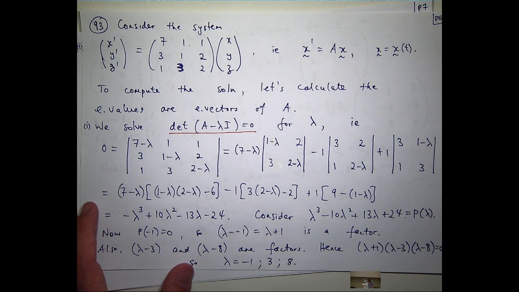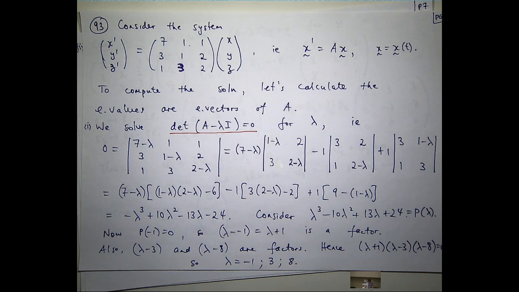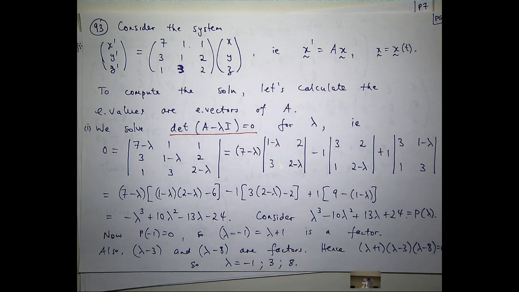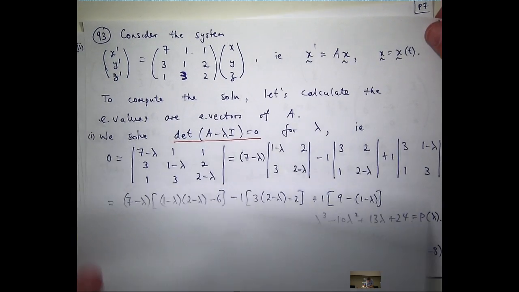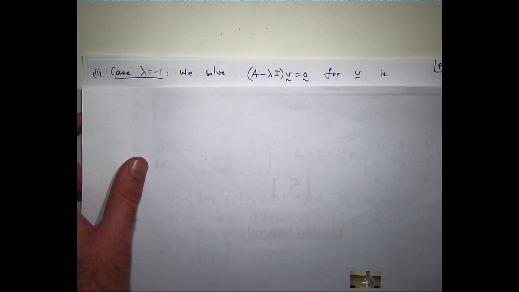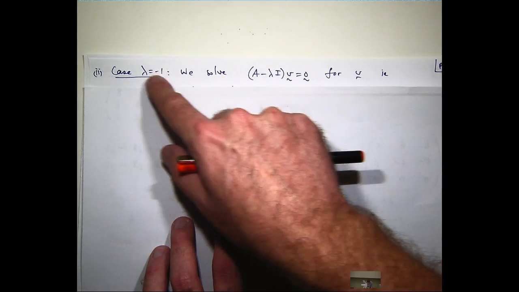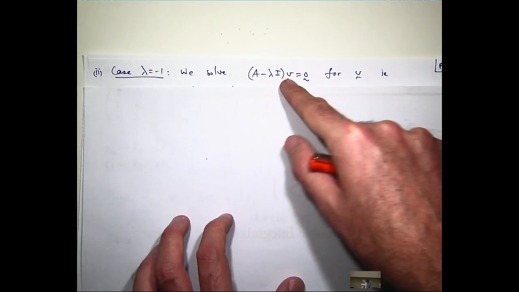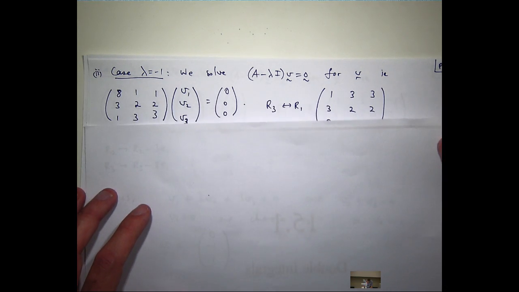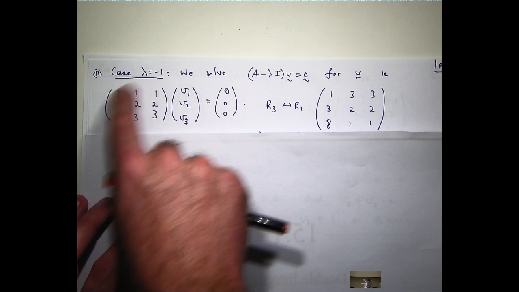Okay, so these are our eigenvalues. So let's calculate the eigenvectors associated with each of those eigenvalues. So, again, we solve this vector equation for the case lambda equals -1. We want to solve for the vector v. That'll be an eigenvector.